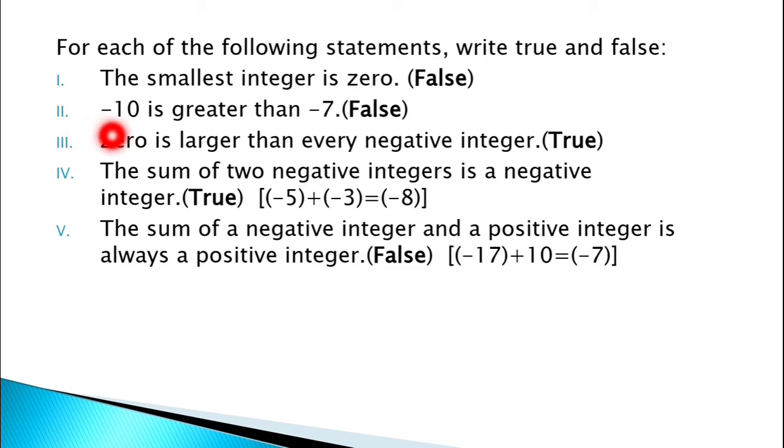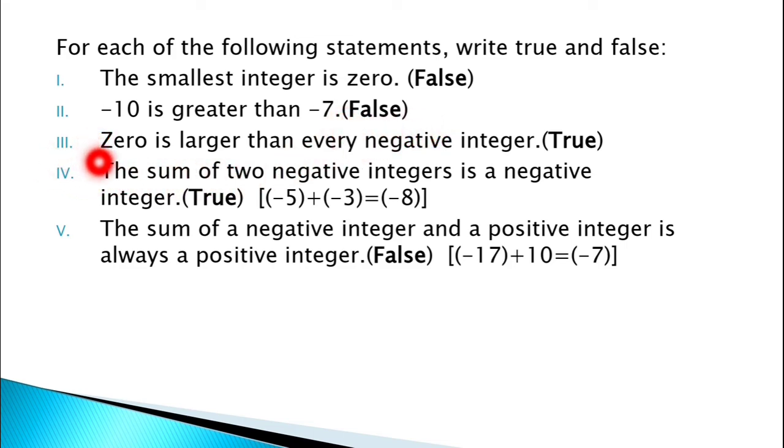The second statement is, minus 10 is greater than minus 7. This is again false, because we know that as we move from left to right on a number line, the value increases, and when we move from left to right, minus 10 comes first, then minus 7 comes. It means that minus 7 is greater than minus 10. Hence this statement is false.